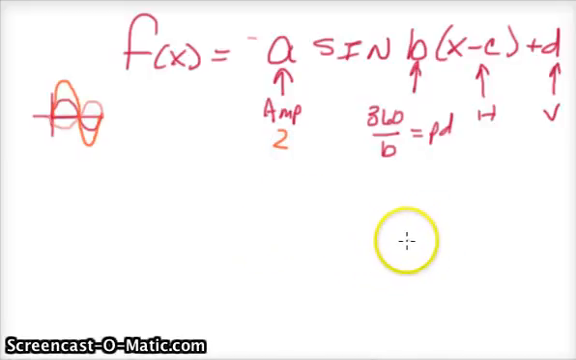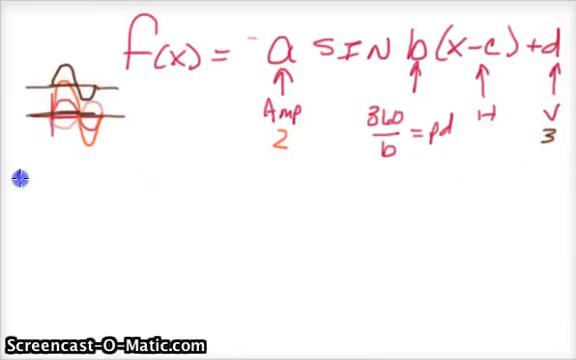What else could I do? I could move the graph up. This is a midline right here, okay? So if I move the graph up 3, it would look like this. So that would be a 3. Now what would that function look like? It would look like y is equal to sine of x plus 3, okay?